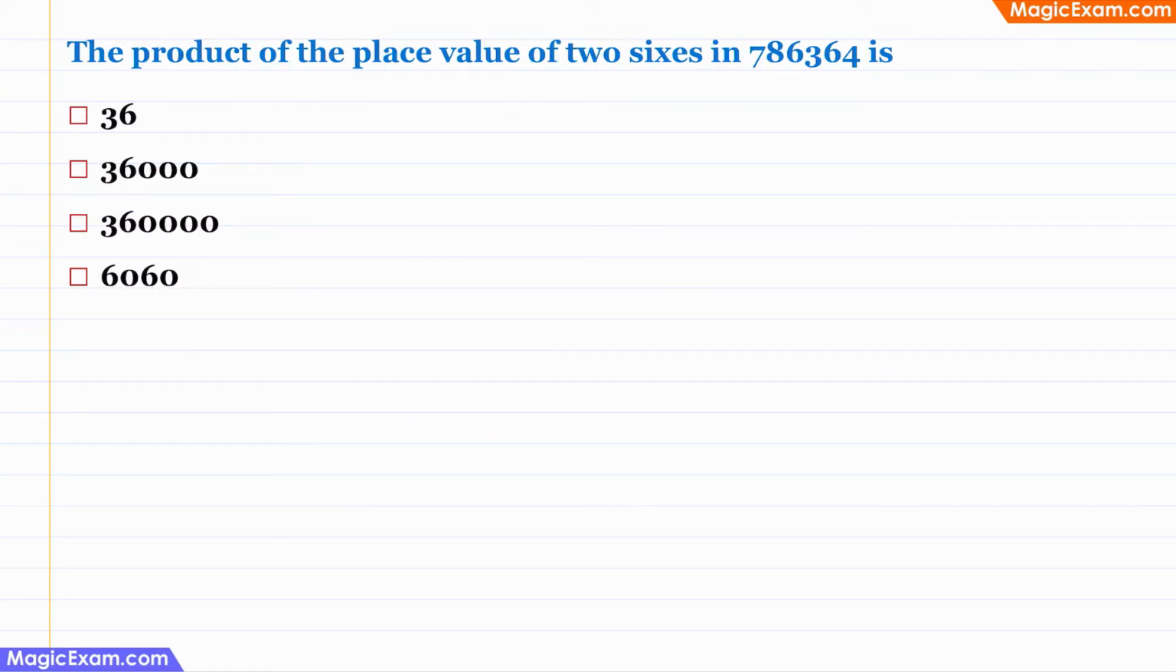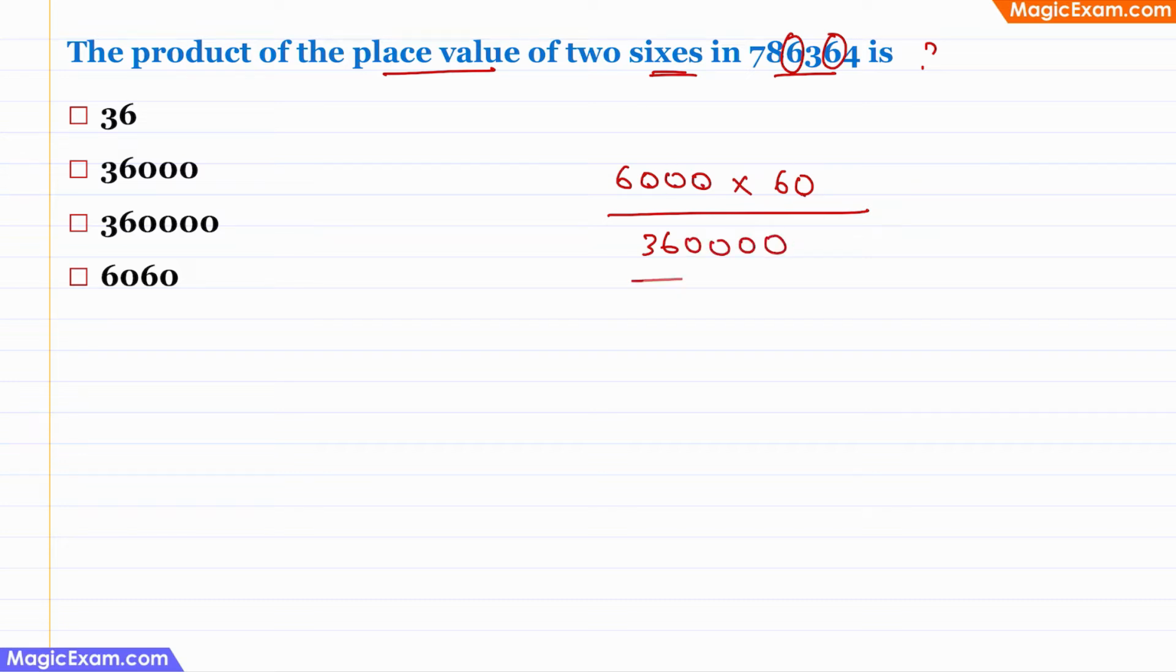The product of the place value of the two 6s in this number is what? So the first 6 is in the thousands place, so 6000, and the second 6 is in the tens place, so 60. So that will be 36 followed by 4 zeros, 1, 2, 3 and 4 zeros. So the answer here is option 3.